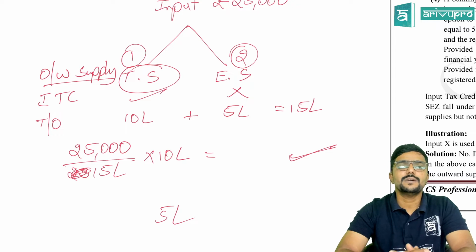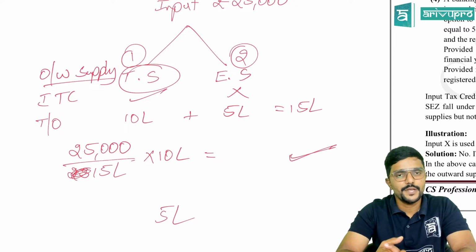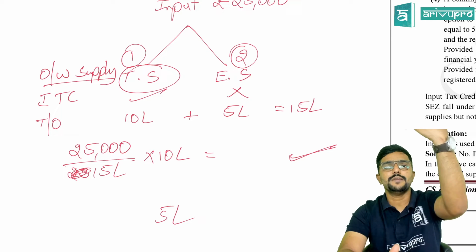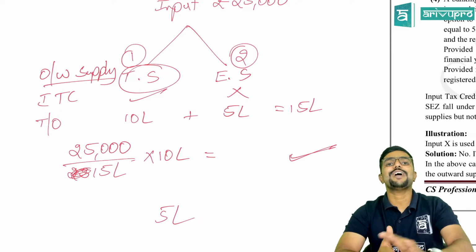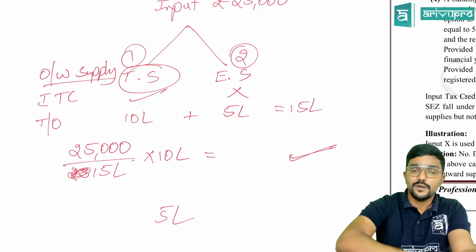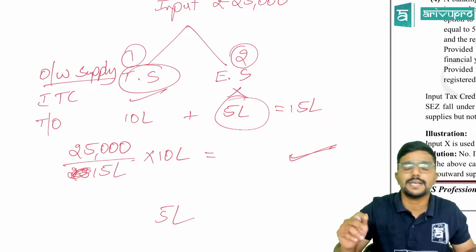If I want to calculate what is the credit attributable to taxable supplies... If you want to calculate what is the credit attributable to exempt supplies, then 25,000 divided by total turnover, which is 15 lakh, into 5 lakh, which is exempt turnover. Clear? And here, only for this purpose, they have also told how to calculate this exempt supply.